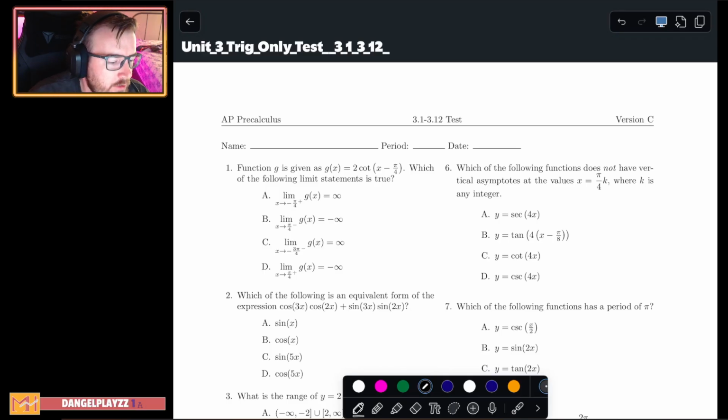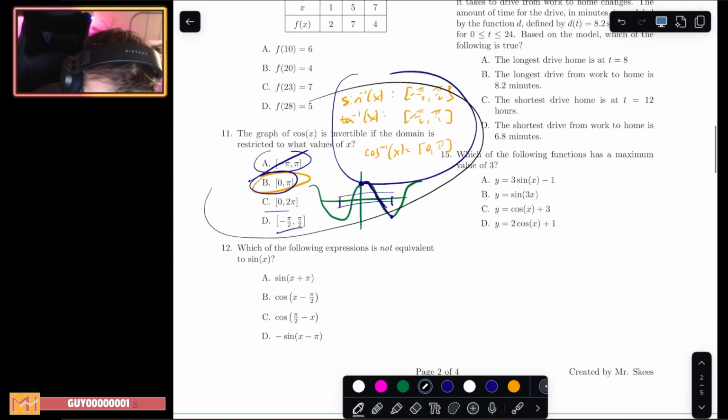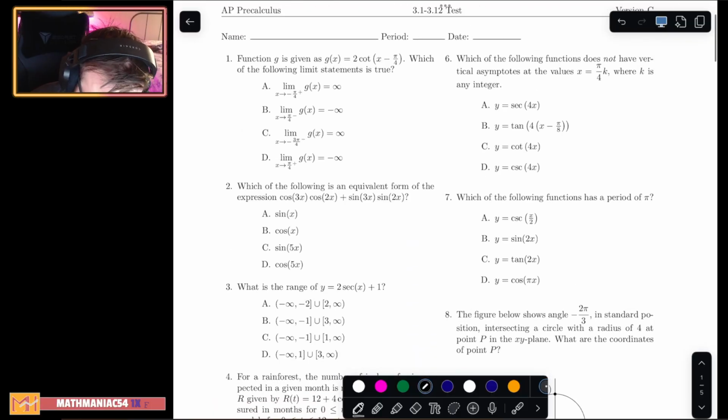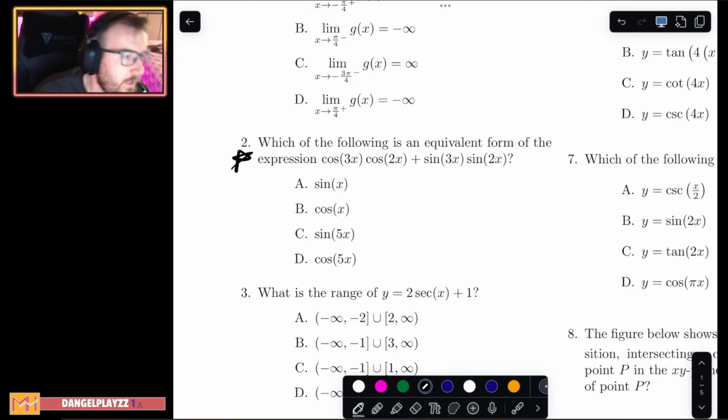back to in order of most missed. Question 11 was this one. Okay? So, the trig identity, okay, let me pull up one other thing. The trig identity that was on the list of documents.